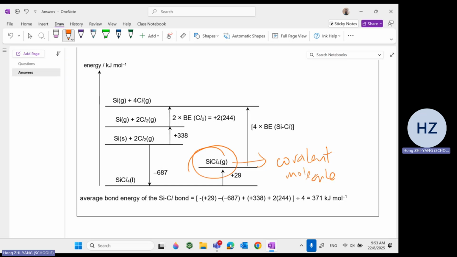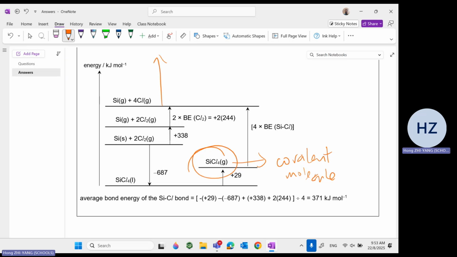never ever. Let me bring in the dramatic pause. Never ever bring in IE and EA. If you start doing IE and EA from here, you are dead. You just went off the rail. You will never get an answer. Covalent molecules don't even need to care about IE and EA. Okay, only ionic.